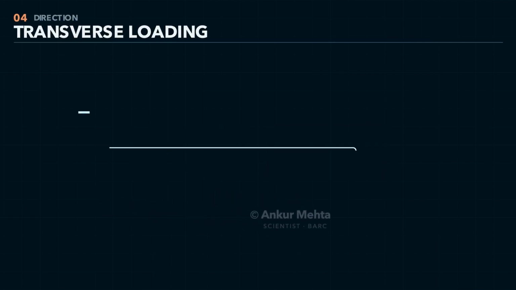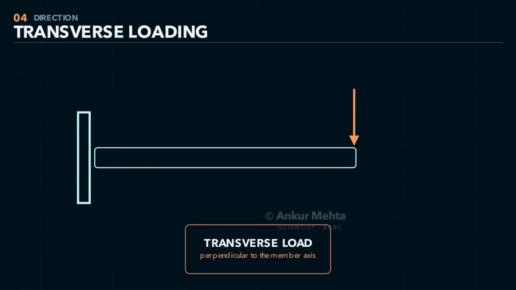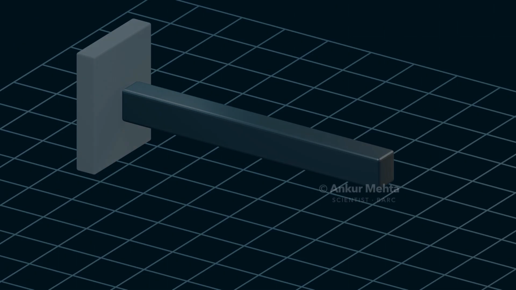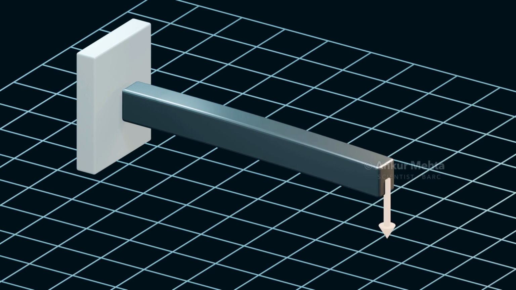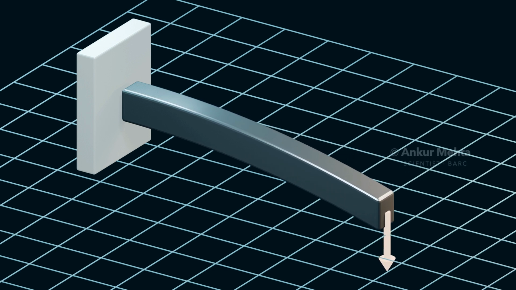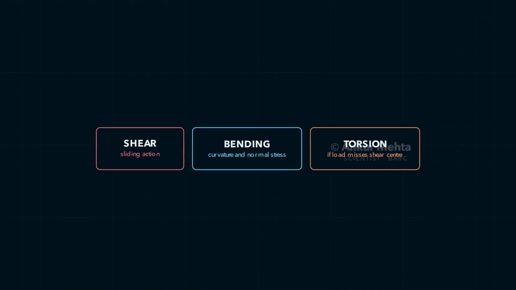A transverse load acts perpendicular to the longitudinal axis. On a beam, it creates shear force and bending moment, so one side tends to shorten while the opposite side tends to elongate. If the load also misses the shear center, torsion may appear. Direction alone is therefore not enough. The line of action relative to the member geometry is equally important.